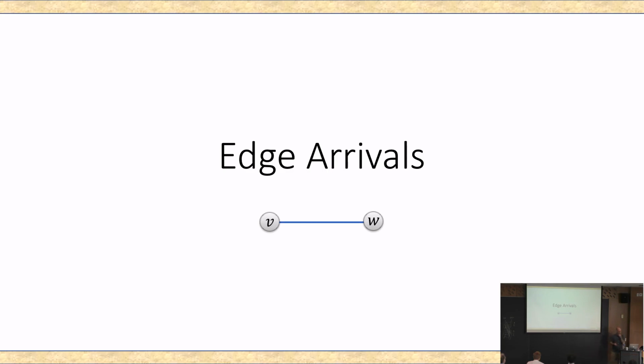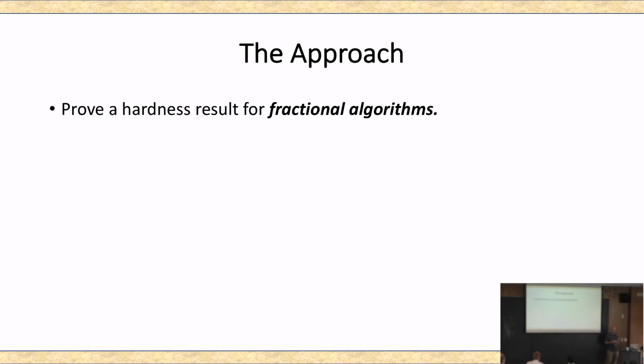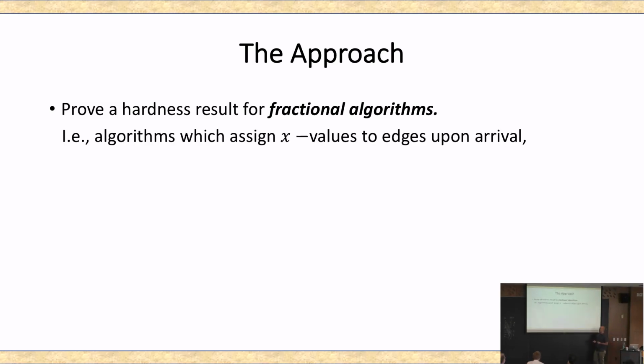Okay. So our general approach, rather than showing hardness directly for randomized algorithms, will be to show hardness for fractional algorithms. I kind of alluded to this earlier. A fractional algorithm is an algorithm that, when presented with an edge, decides on some value to assign it, which corresponds to a fractional extent to which this edge is matched.